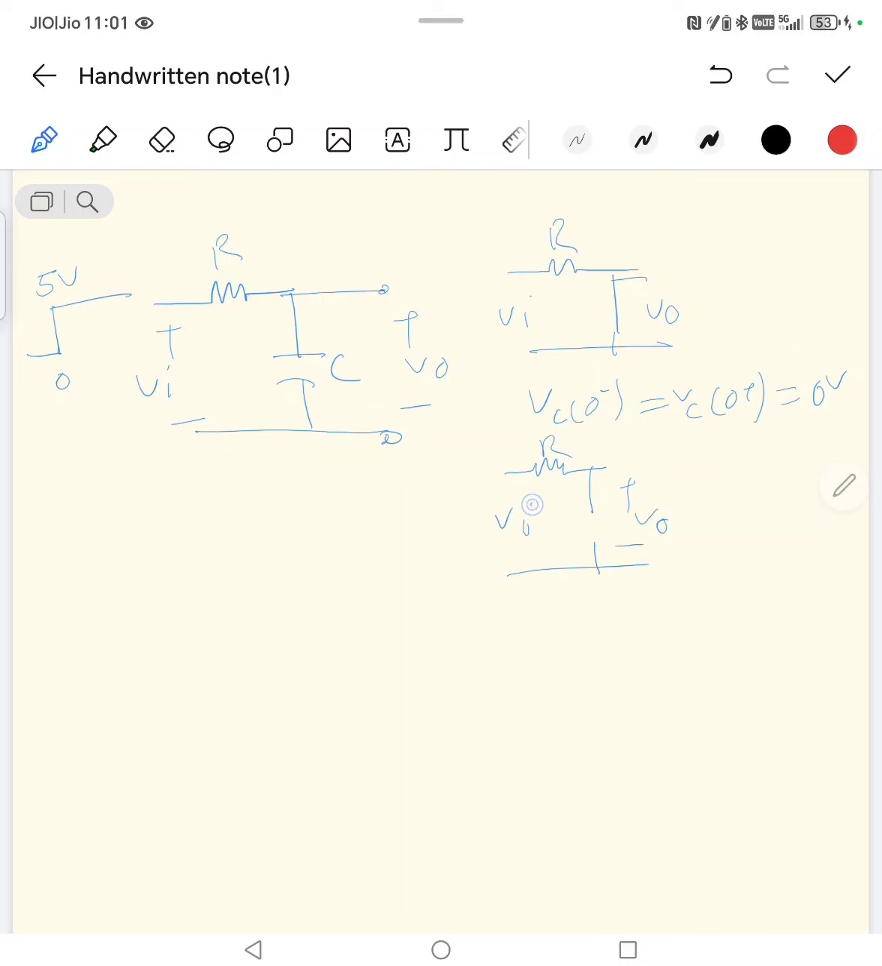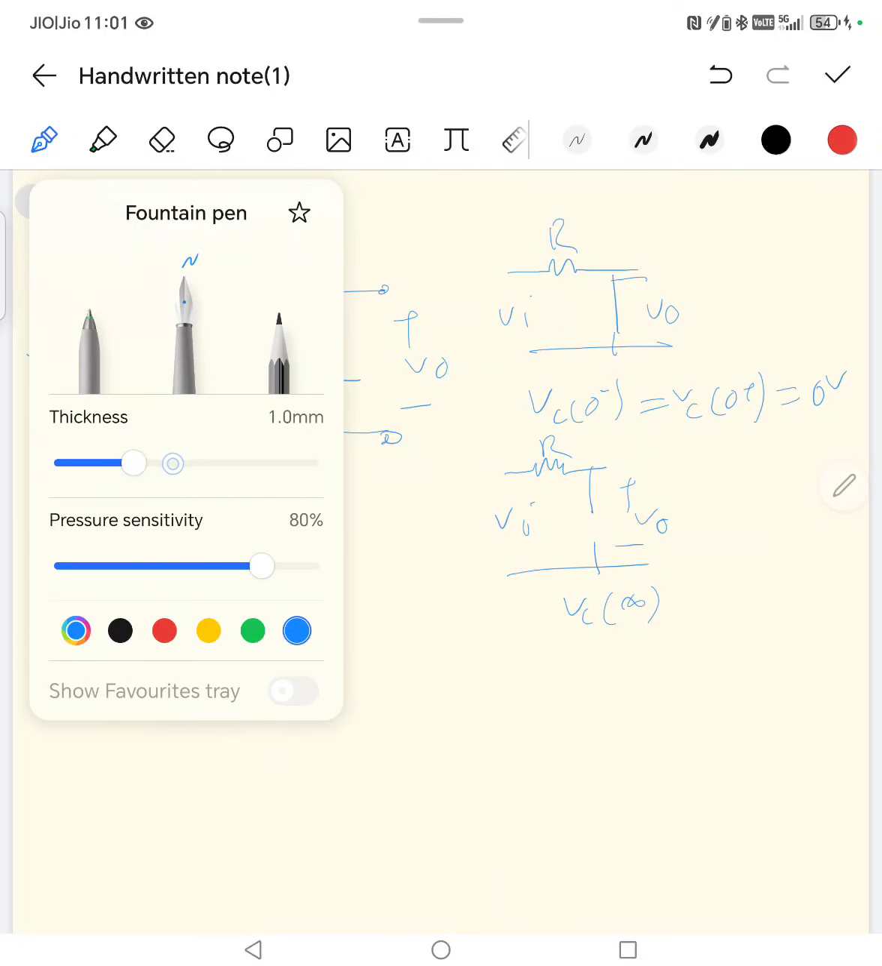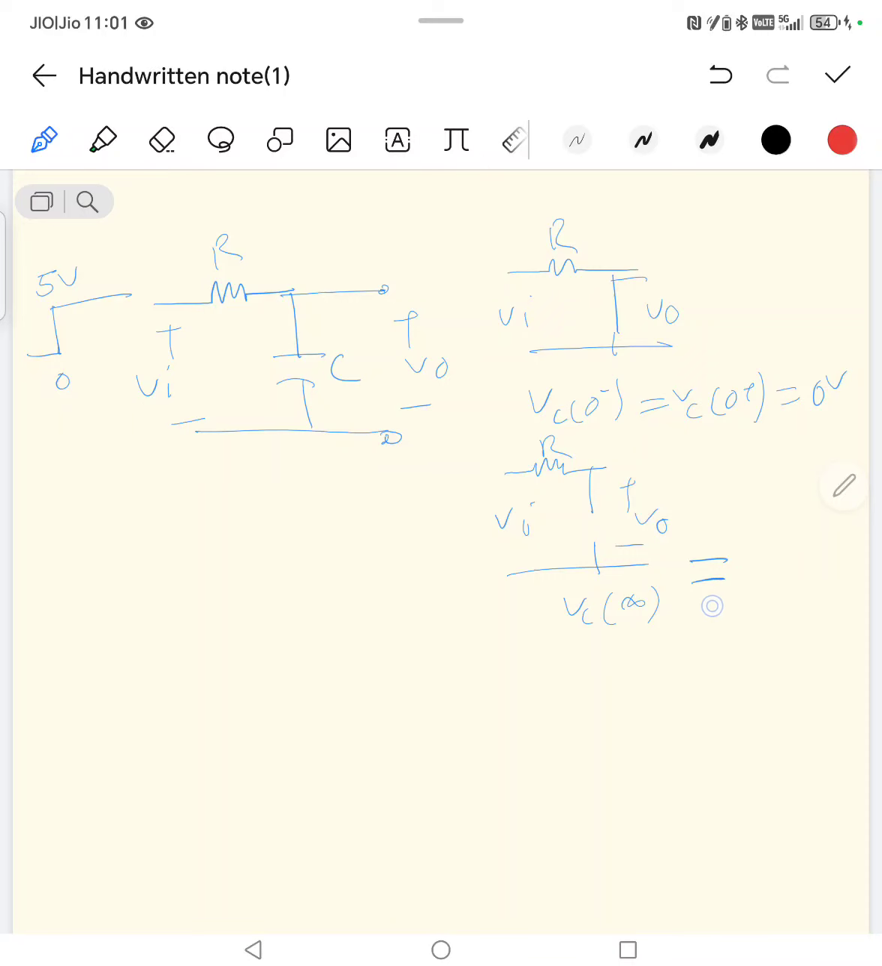So if you see Vi, Vc(infinity) or V out(infinity), same thing, is equal to Vi, that is 5 volt. So this is the thing.